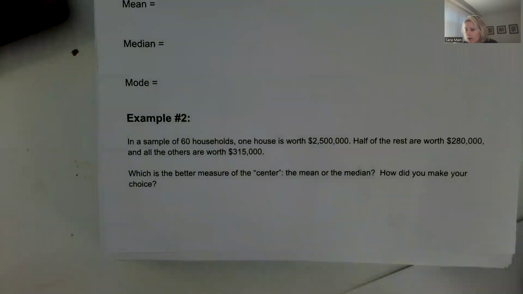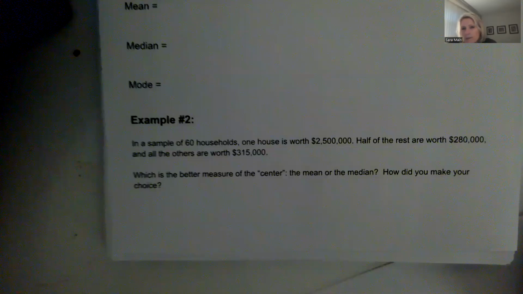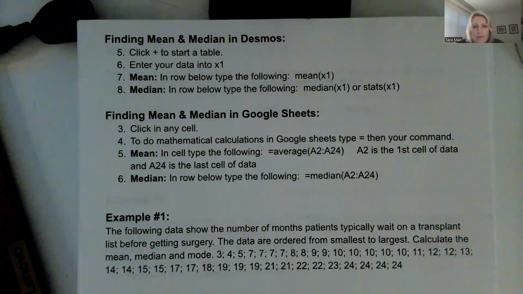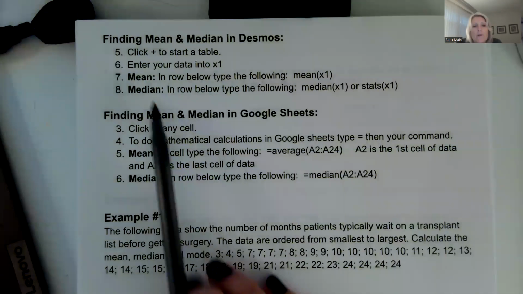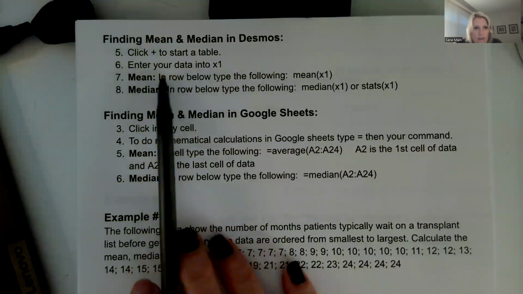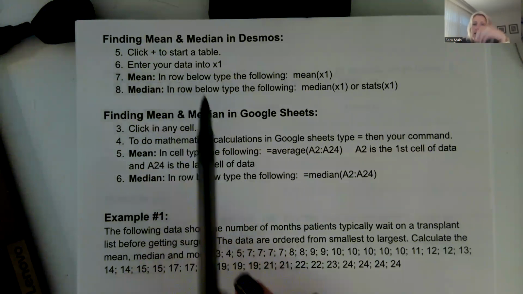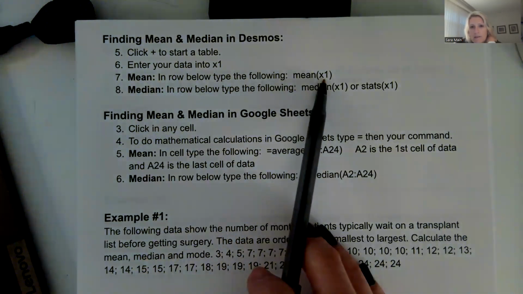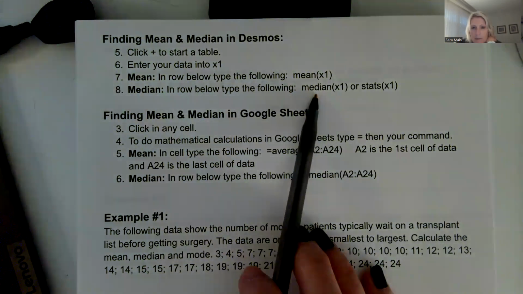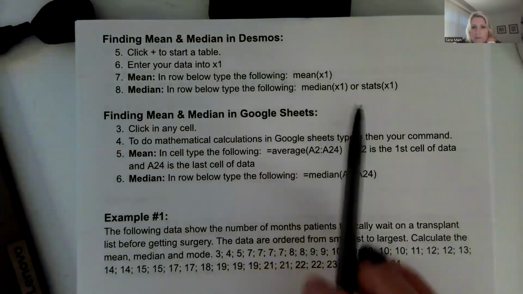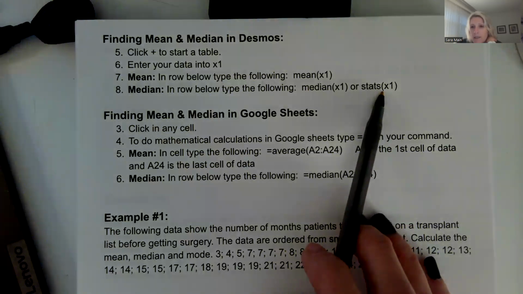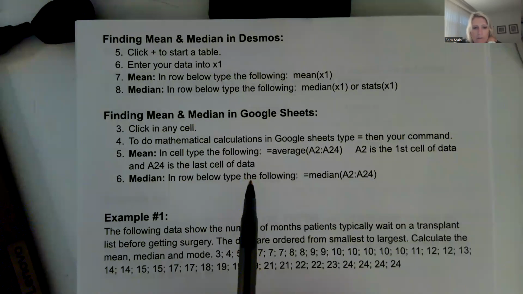We're going to learn how to find the mean and median by using Desmos and Google Sheets. If you have a small data set that you can type into Desmos, Desmos is probably the easiest to use. You're going to click on the plus button to start a table and enter your data into X1. Then the mean is found by typing mean, parentheses, and where your data is, X1. For the median, you can type median and X1 in parentheses, or if you do the stats, that's when you get the 5-number summary, and the median is already included in that output.